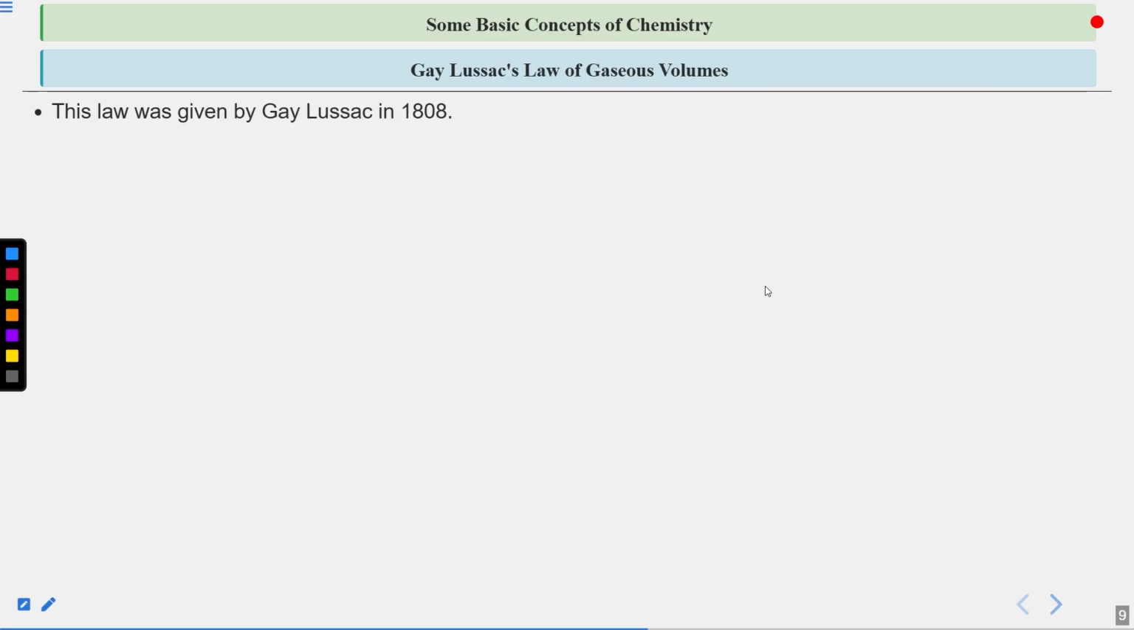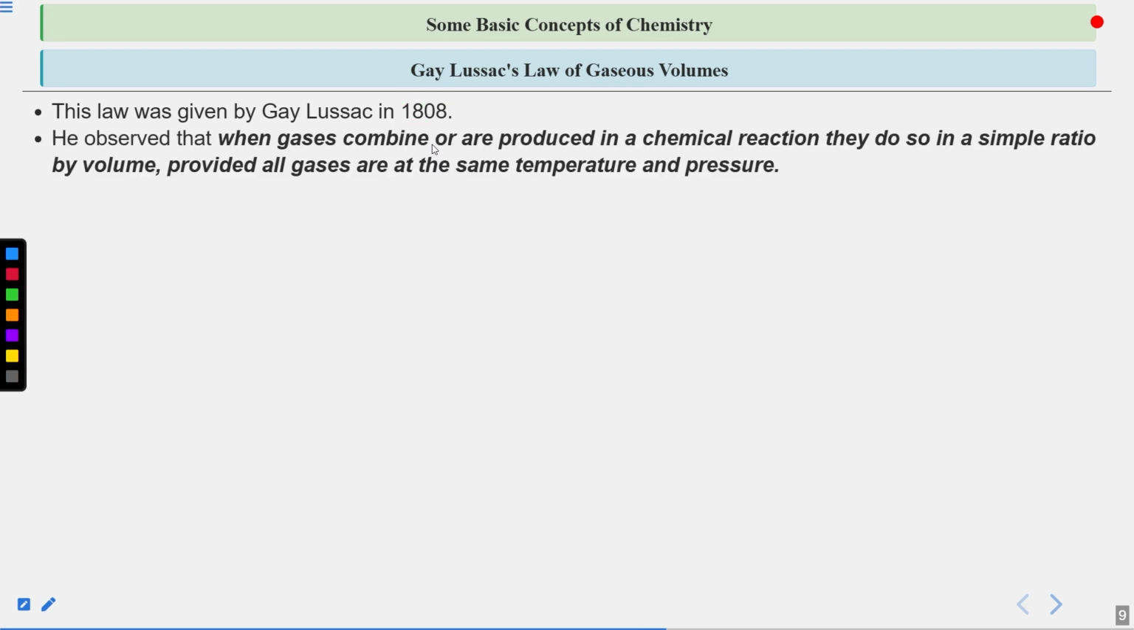Then our next law is Gay-Lussac's law of gaseous volumes, and it was given by Gay-Lussac in 1808. What did he observe? He observed that if gases are combining in a chemical reaction and they are combining to form a different compound, then in the process their volumes are present in a simple ratio. But the gases should be at same temperature and same pressure.